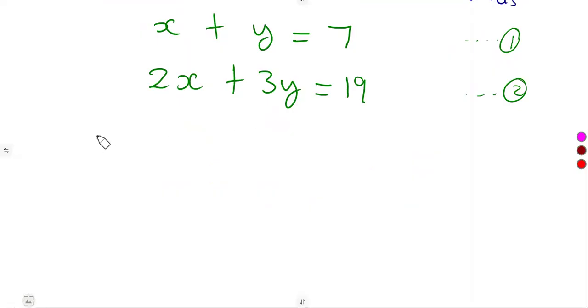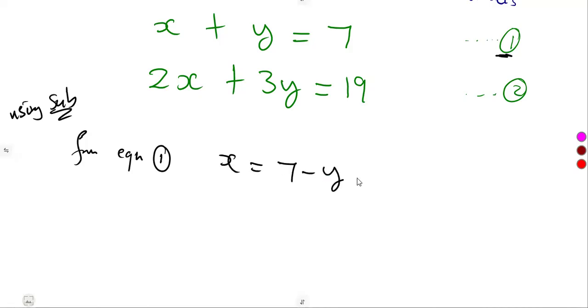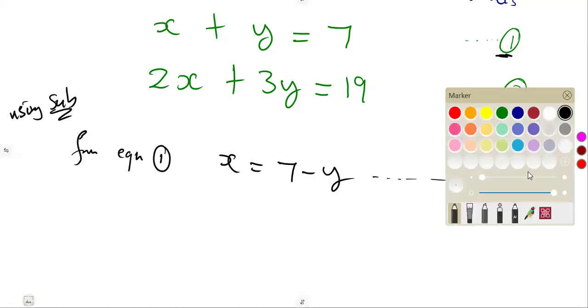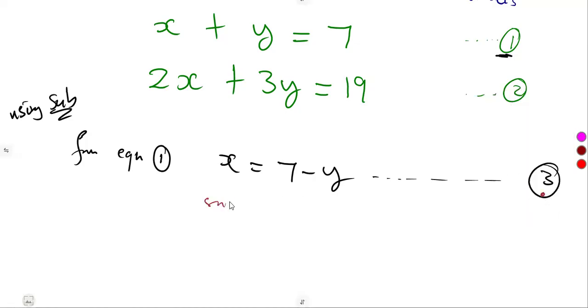As for me, I'm just going to use the substitution method from equation 1. From equation 1, I can make Y the subject or I can make X the subject. It's up to me. So I take Y to the other side: X is equal to 7 minus Y. That is going to be my equation 3. You can even make Y the subject, whatever you want. But this equation 3 that we just formed, we are supposed to substitute into equation 2.